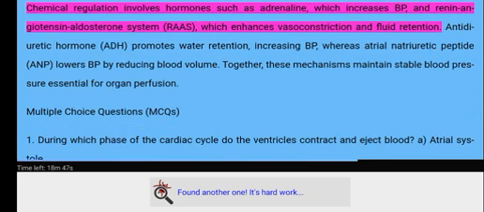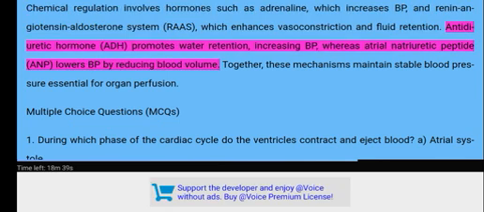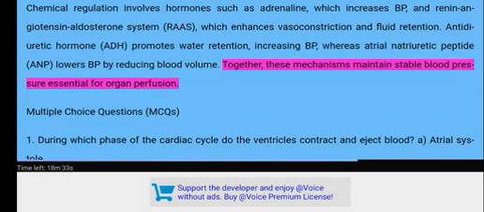Chemical regulation involves hormones such as adrenaline, which increases BP, and the renin-angiotensin-aldosterone system, RAAS, which enhances vasoconstriction and fluid retention. Antidiuretic hormone, ADH, promotes water retention, increasing BP, whereas atrial natriuretic peptide, ANP, lowers BP by reducing blood volume. Together, these mechanisms maintain stable blood pressure essential for organ perfusion.